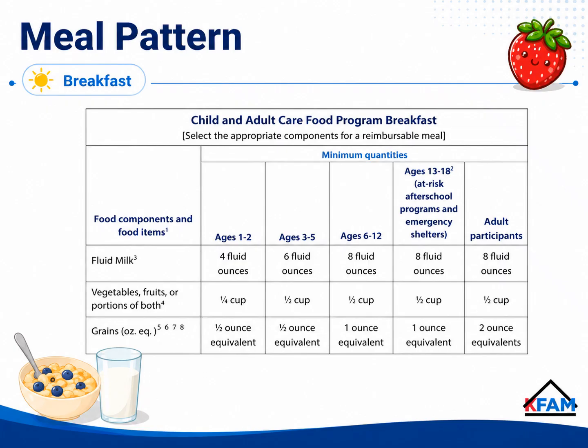For children ages 1 to 2, serve 4 fluid ounces of milk, 1/4 cup of fruits or vegetables, and 1/2 ounce equivalent of grains. For children ages 3 to 5, serve 6 fluid ounces of milk, 1/2 cup of fruits or vegetables, and 1/2 ounce equivalent of grains. For children ages 6 to 12, serve 8 fluid ounces of milk, 1/2 cup of fruits or vegetables, and 1 ounce equivalent of grains.